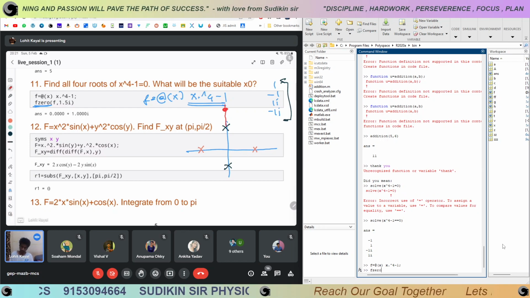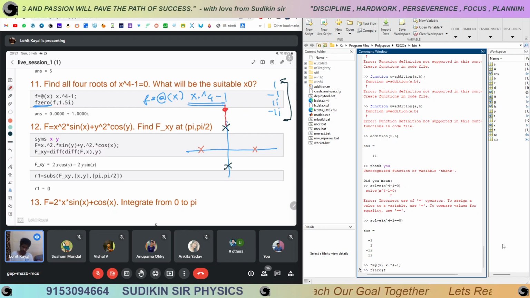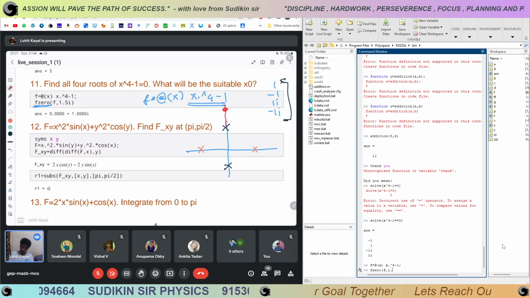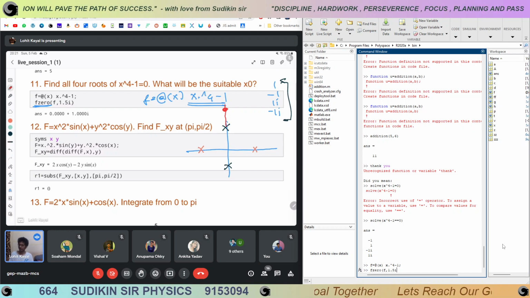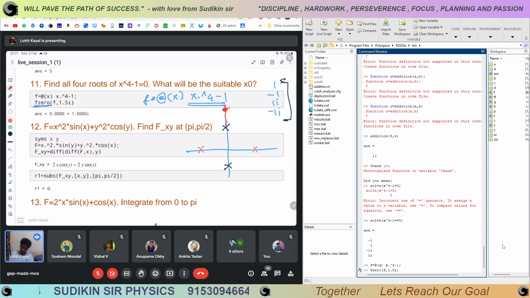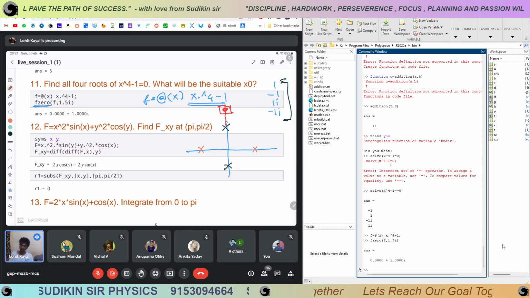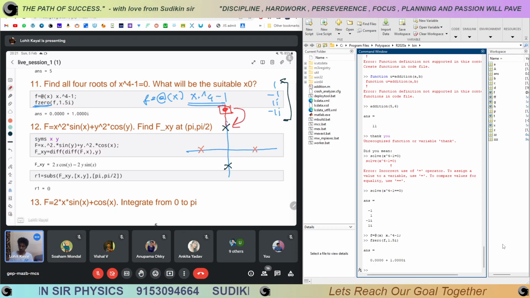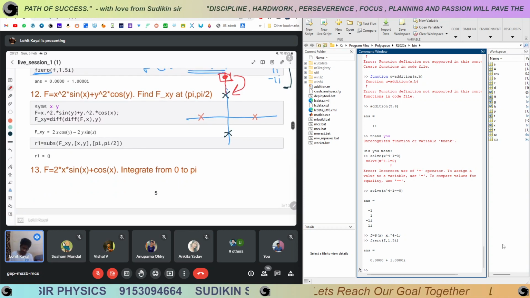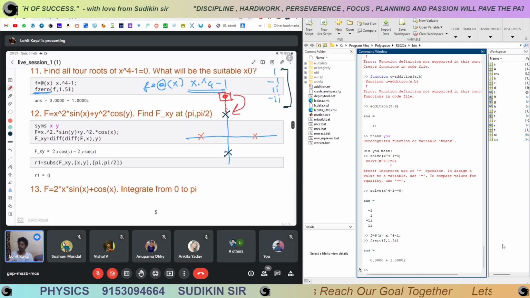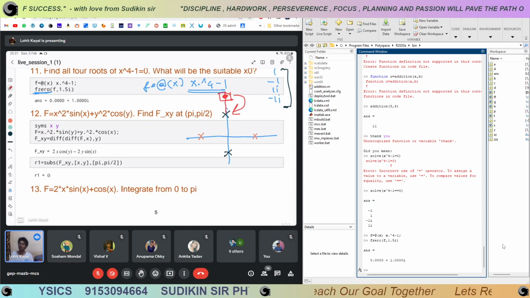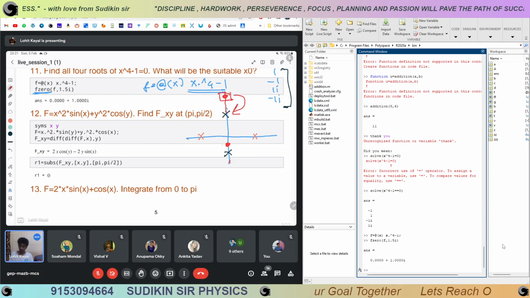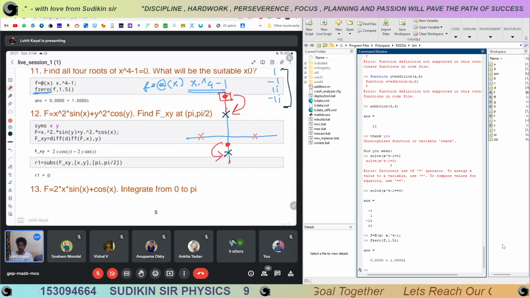I have told you that fzero will give you only a single root at a time. Now I have to specify an initial guess, and here I have provided 1.5i. So obviously it will go to this value because this is the nearest. Now if I take the initial guess as minus 1.5i or minus 2.5i or minus 0.5i, suppose I'm taking some point here, it will go to this value.